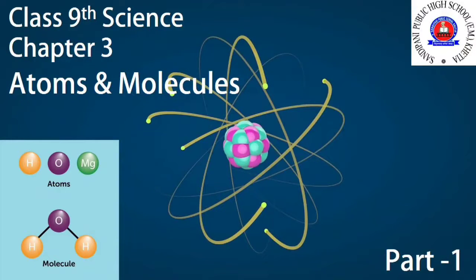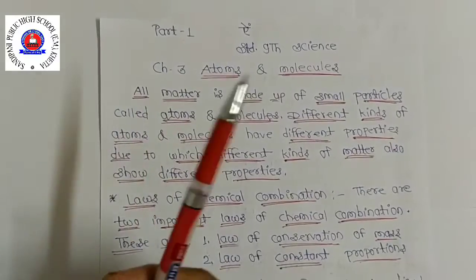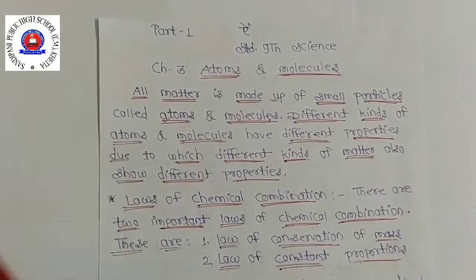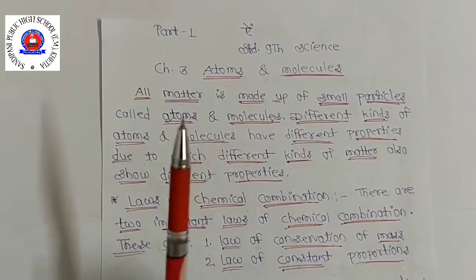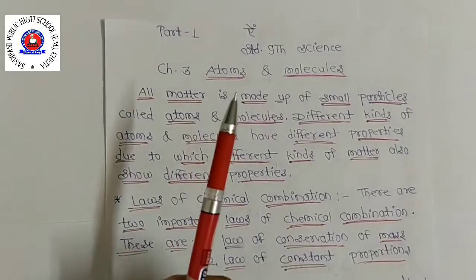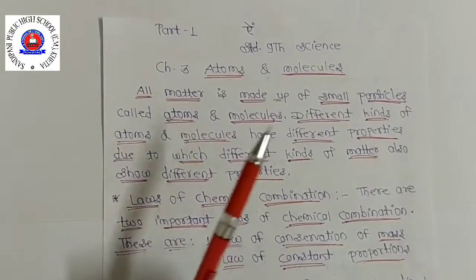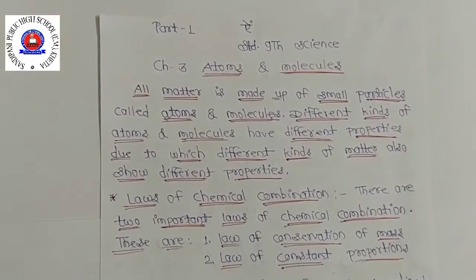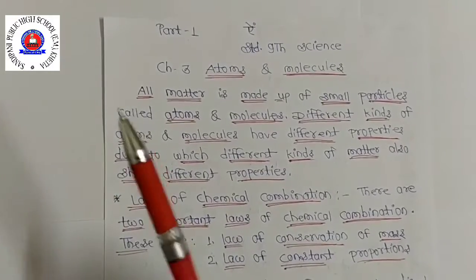Student, in the first session from your textbook, chapter number 3, Atoms and Molecules. This chapter is related to chemistry. Sugar, salt, sand, diamond, graphite, copper, silver, gold, iron, aluminium, wood, rocks, minerals, food and fabric are all kinds of matter. So these are what? Matter.